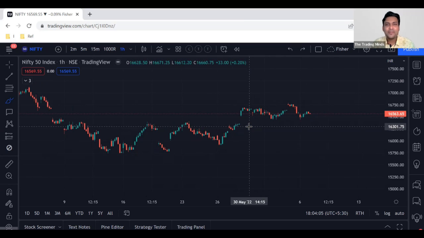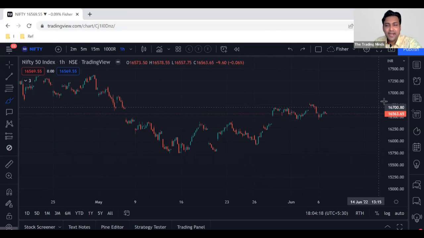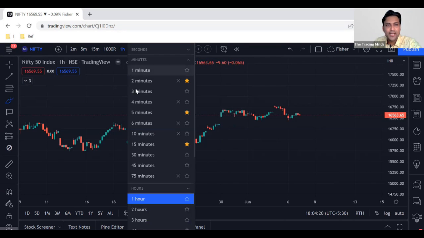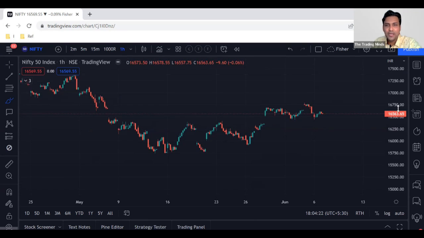So today I'm going to explain about what? Supply zone and demand zone. Right? Supply zone is an area where maximum selling is there. Demand zone is an area where maximum buying is there. Simple. So let's try to understand this chart. I'm taking a 1 hour chart here.